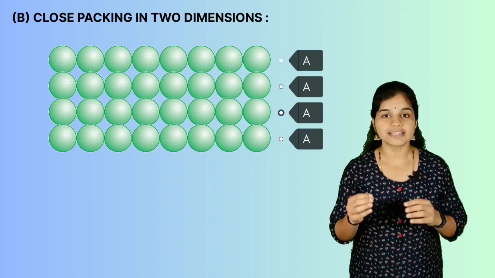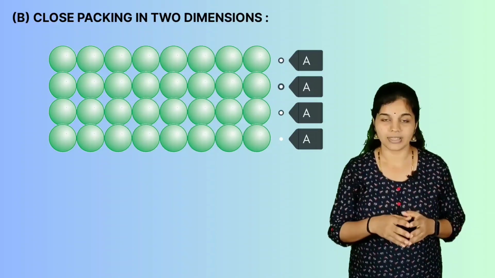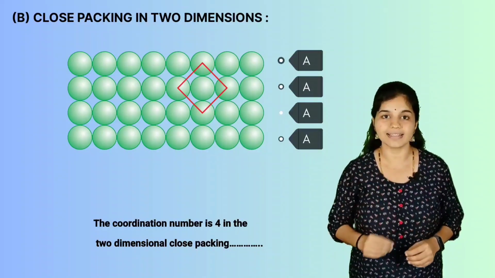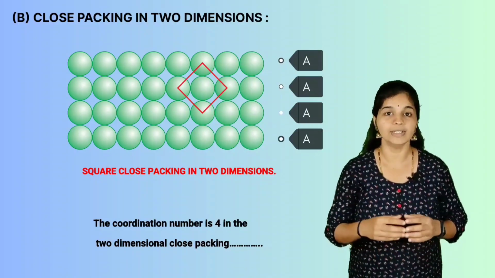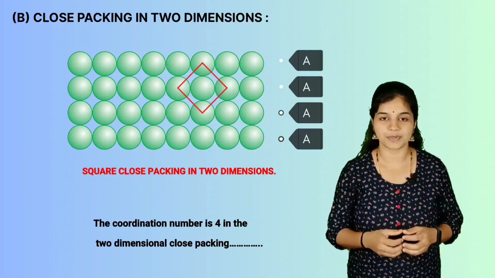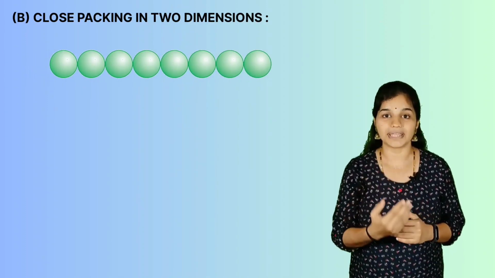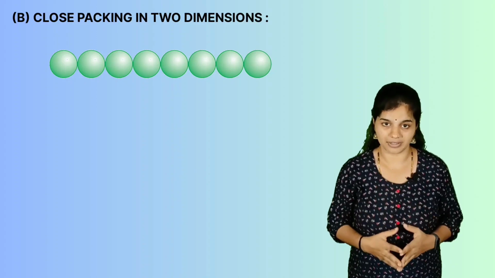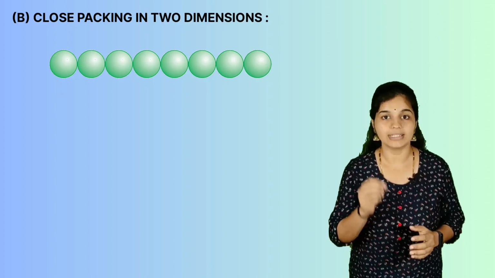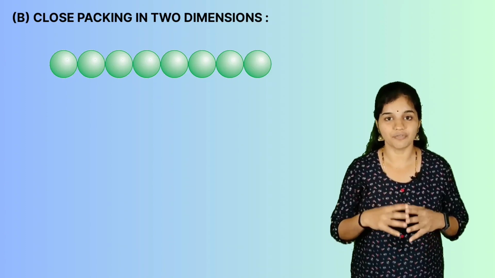Now, if the centers of these 4 neighboring spheres are joined, a square is formed. Hence, we call this packing square close packing in 2 dimensions. What is the other way that you can arrange these spheres? The second way is that the second row may be placed above the first row in a staggered manner. Means, how do you place it? The arrangement is in such a way that its spheres fit in the depressions of the first row.